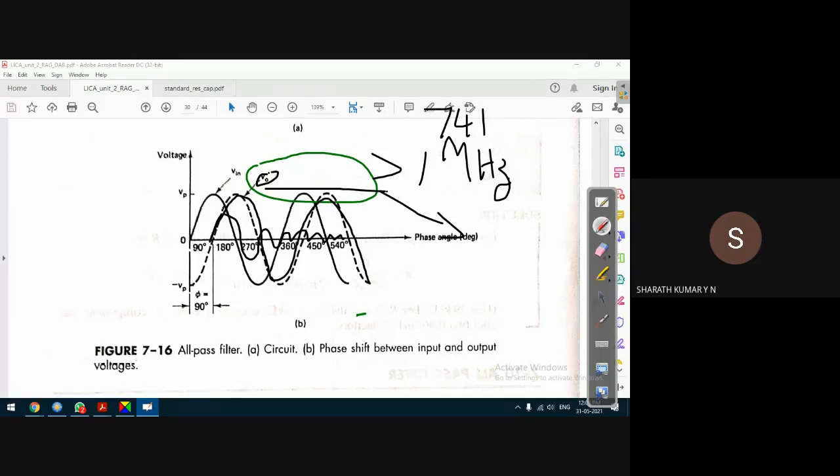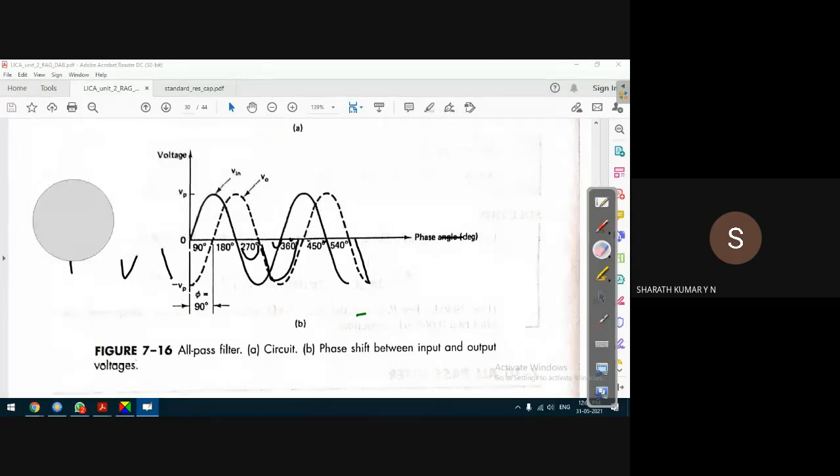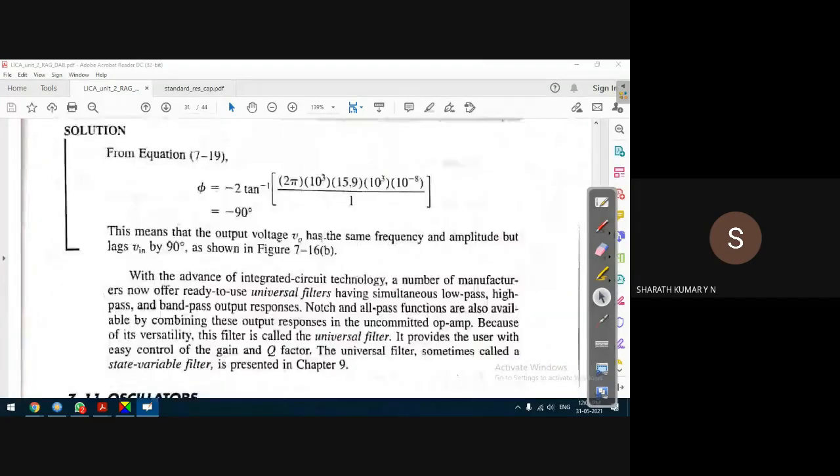With that assumption, we have to apply the input signal with a particular frequency. For a 741 op-amp, the maximum frequency we can apply for which the op-amp works without any attenuation is approximately 1 megahertz. But of course, there are some op-amps which can work for more than 1 megahertz. We can select an appropriate op-amp for a required frequency range. So that is the meaning of what is known as the useful frequency range.